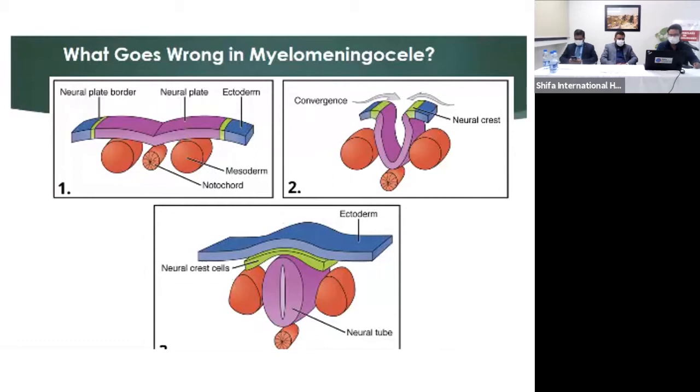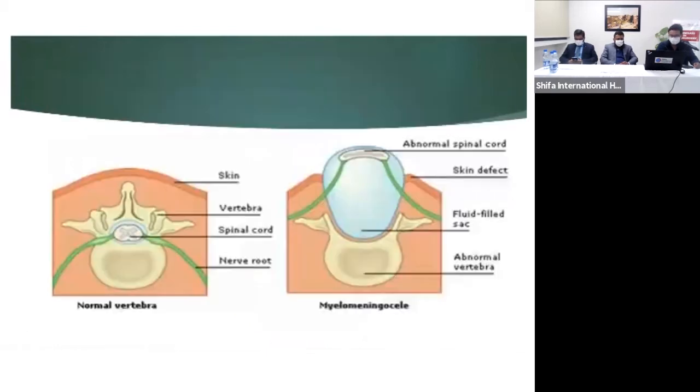The failure of closure of this structure results in a neural tube defect, which is the most common cause of congenital anomalies in the child.